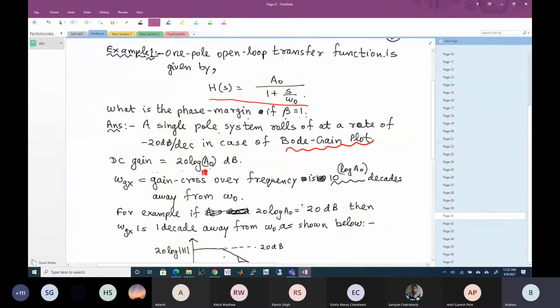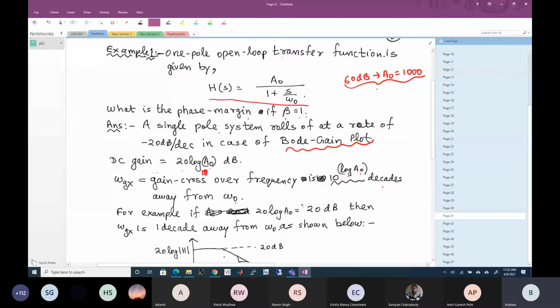Okay, DC gain is 20 log of A naught. Okay, omega GX, the gain crossover frequency, is log to base 10 of A naught decades away from omega naught. Does this make sense? So let's take a number. Suppose the DC gain is 60 dB, that means A naught equal to 1000. That is there. Now what is the gain crossover frequency?